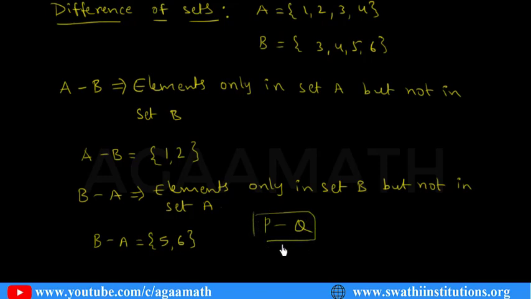Right, so these are the basic operations. We have a few more that we will see in the next videos, but these are the basic operations to understand: union, intersection, disjoint and difference. So these are the basic operations of sets. We will see a few more about the sets topic in the next video.